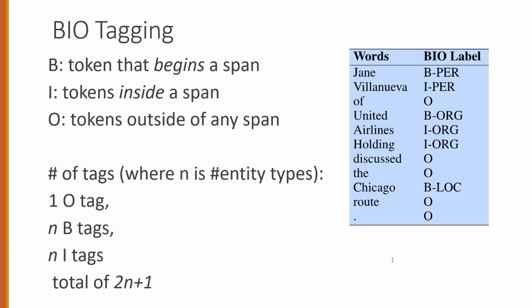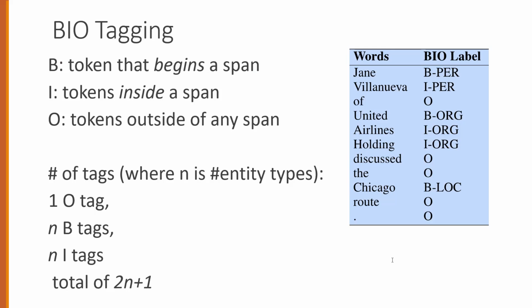But how does it work? In BIO tagging, we label any token that begins a span of interest with the label B. Tokens that occur inside a span are tagged with an I, and any token outside of any span of interest is labeled O. While there is only one O tag, we will have distinct B and I tags for each named entity class. The number of tags is thus 2n plus 1, where n is the number of entity types.